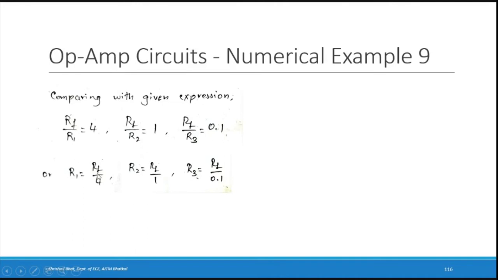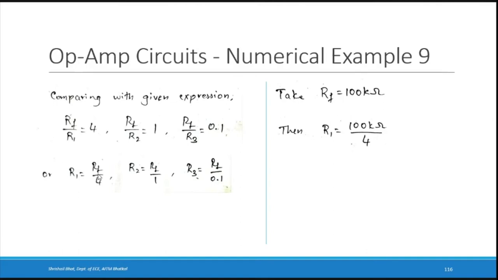You can take any value of RF. You can choose your own value of RF, and depending on that, you will get corresponding values for R1, R2, R3. So any value of RF you take is correct, if you get the correct values for R1, R2, R3 based on the value of RF that you choose. Here I have chosen RF is 100 kilo ohms. Let us take RF equal to 100 kilo ohms.